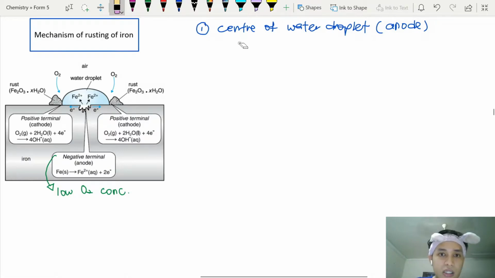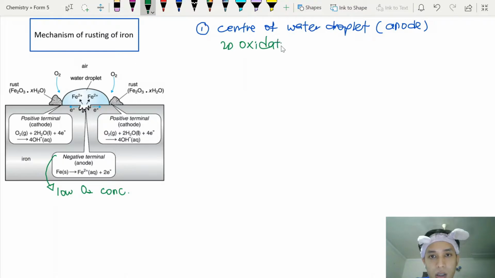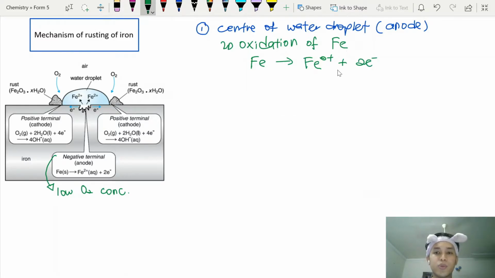Let me use a different color. Oxidation. My half equation will be Fe oxidizes and releases electrons. So in the first stage, we are producing the Fe ions, the iron 2 plus ion. Now after they release the electrons, the electrons will move to the edges of the water.